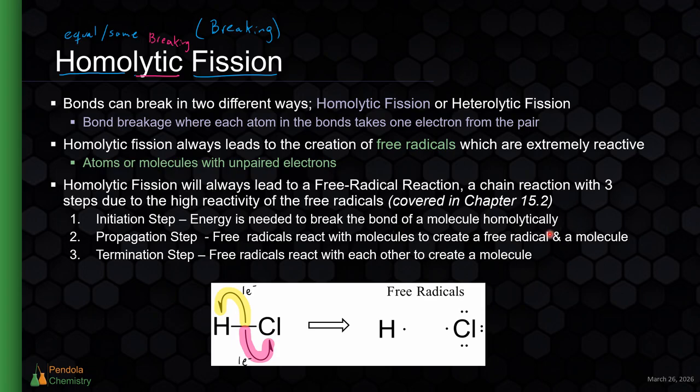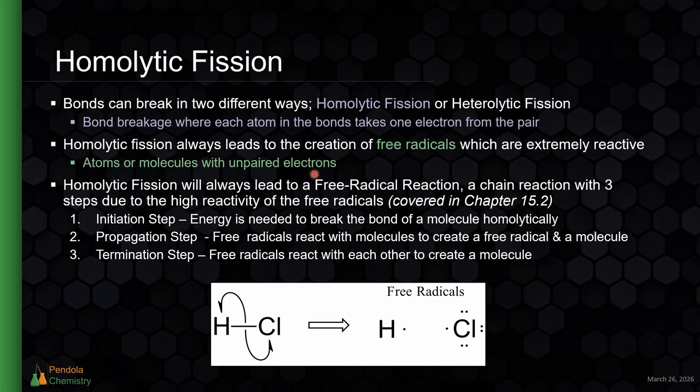It's a cycle. Once enough of that propagation step has happened, though, we can start to get what we call the termination step. Free radicals can react with each other to create a single molecule. Essentially the opposite of the initiation step. The free radicals react together and create molecules in the termination step. That's why it's called the termination step. It does not feed the chain reaction. It does not create more free radicals.